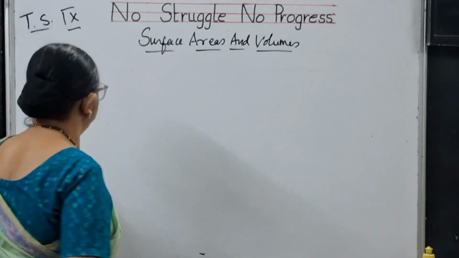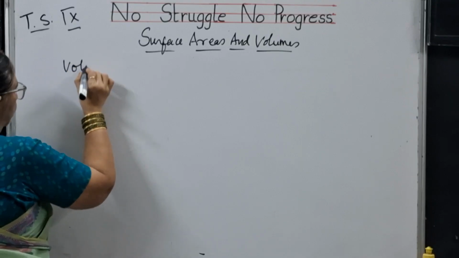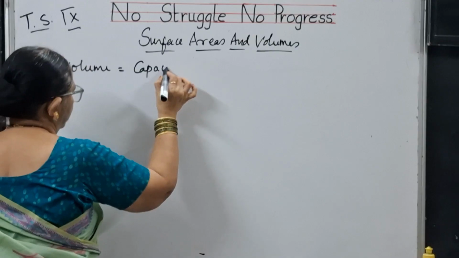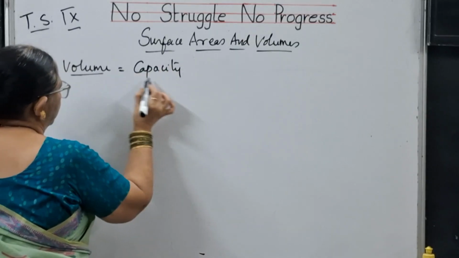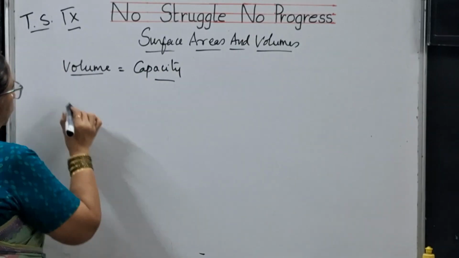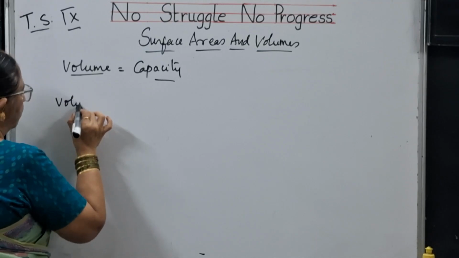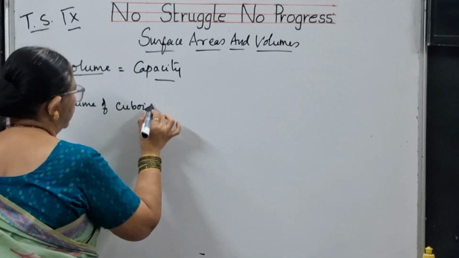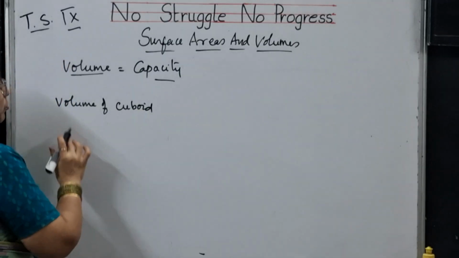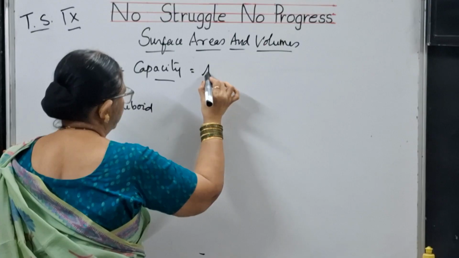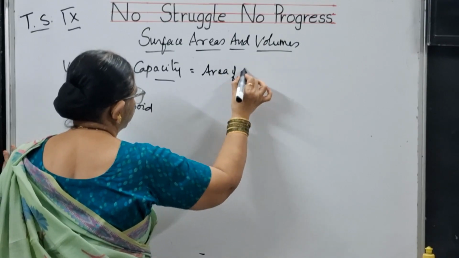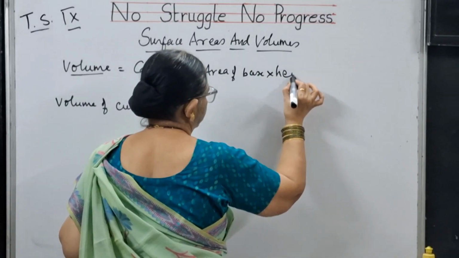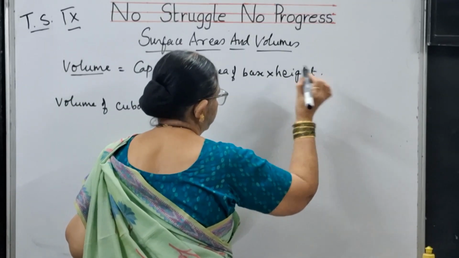Now the next part which you need to find out is volume. Volume means nothing but capacity. Volume means capacity. So let us talk about volume of cuboid. Actually, the general formula of a volume is nothing but area of base into height. This is the formula, children.